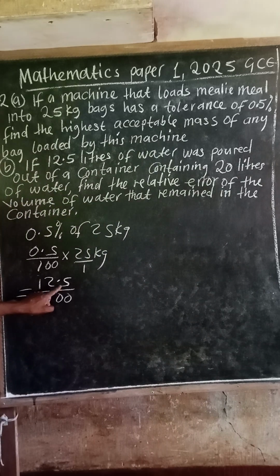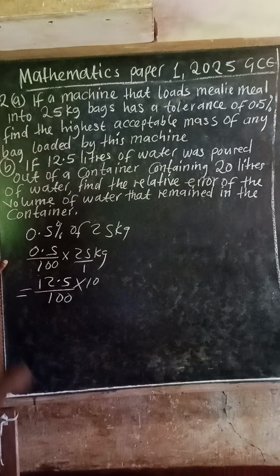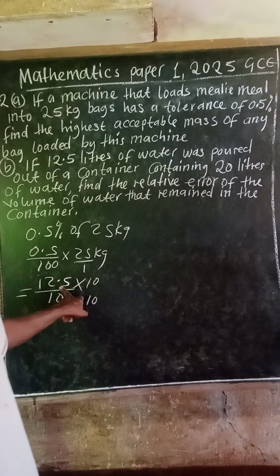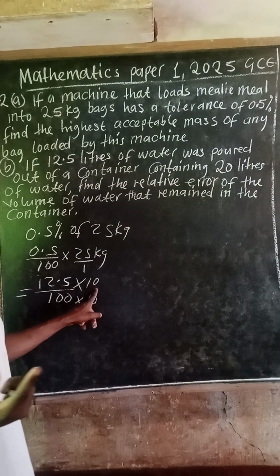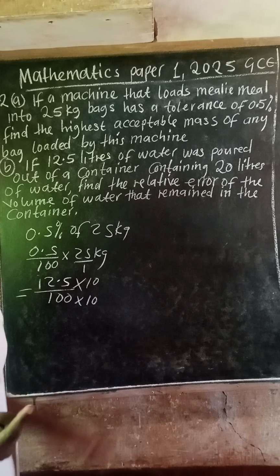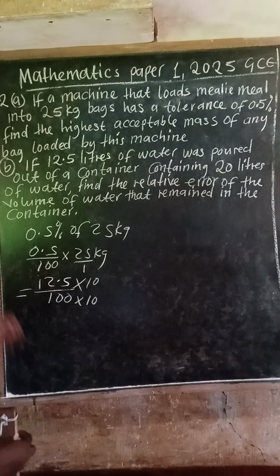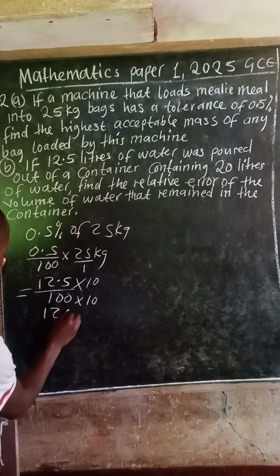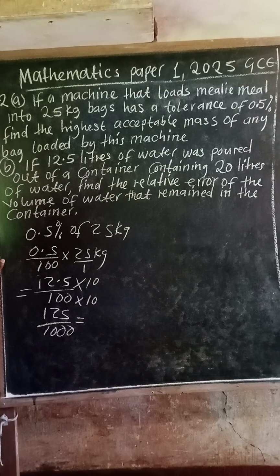Remember, since we have one decimal place and we don't have a calculator, this is Paper 1, we are going to convert this from a decimal number to a whole number by multiplying by 10. Why are we multiplying by 10? Because there is just 1 decimal place, which is the 5. So we put one zero here, and we must also put one zero on the 100, and it becomes 1000. So when we multiply, we have 125 over 1000.